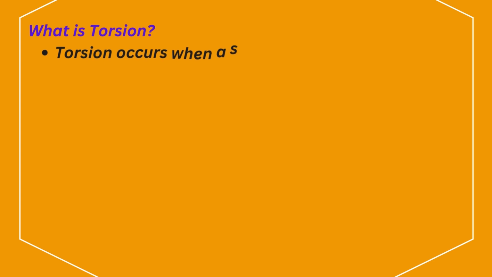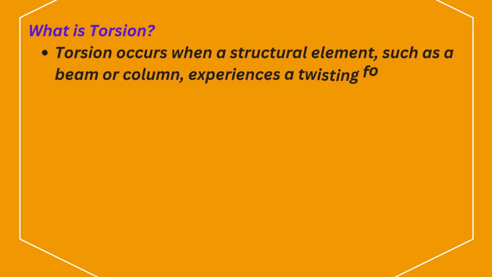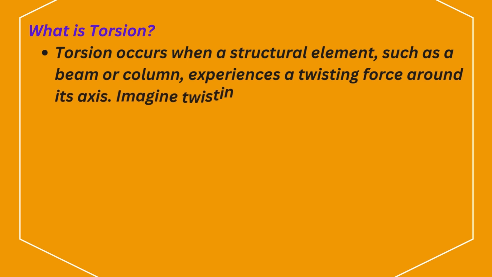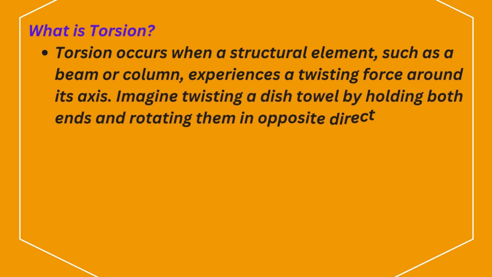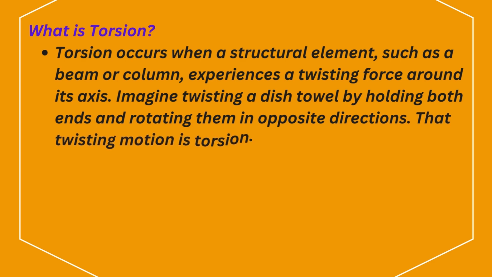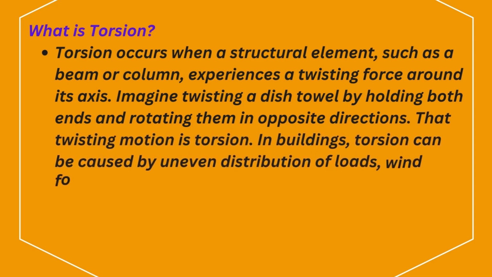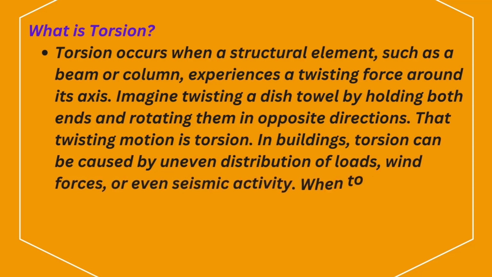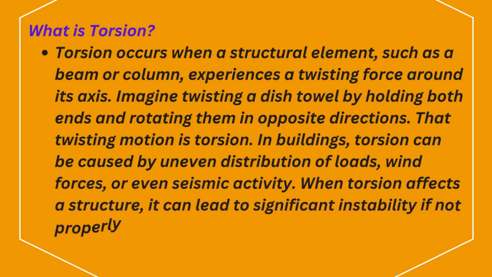What is torsion? Torsion occurs when a structural element, such as a beam or column, experiences a twisting force around its axis. Imagine twisting a dish towel by holding both ends and rotating them in opposite directions. That twisting motion is torsion. In buildings, torsion can be caused by uneven distribution of loads, wind forces, or even seismic activity. When torsion affects a structure, it can lead to significant instability if not properly accounted for in the design.